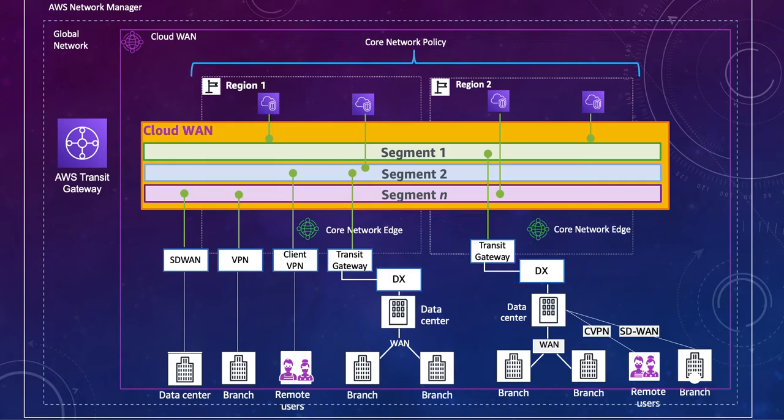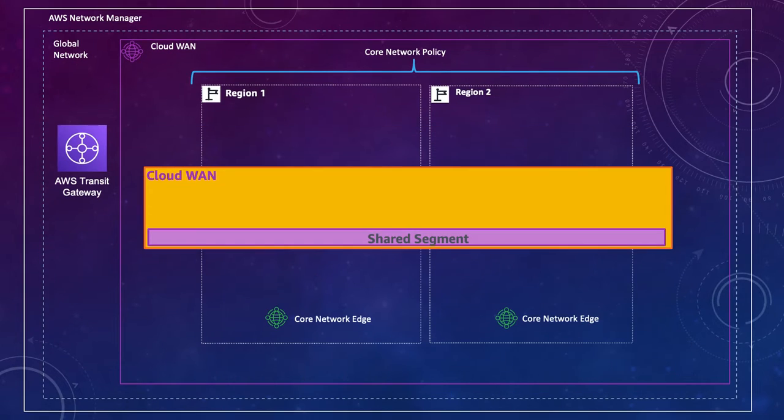So it gives you segmentation, and it provides automation as well, so that whenever you add a new VPC attachment, it will go to a particular segment only. You can do that kind of automation as well.